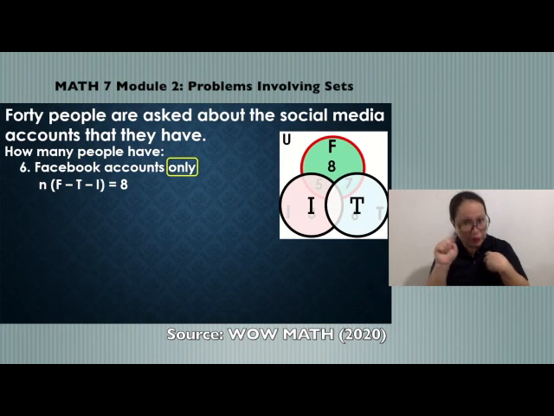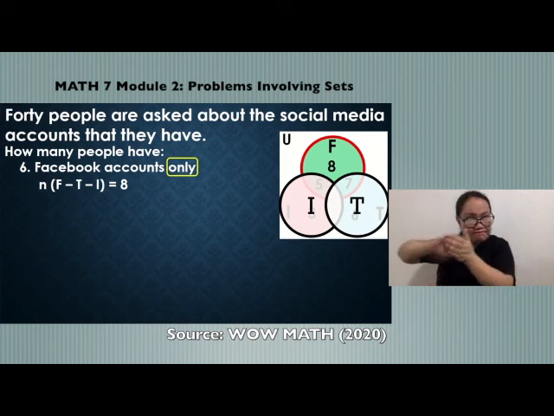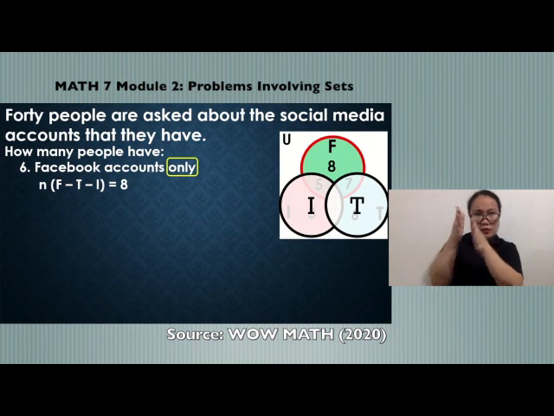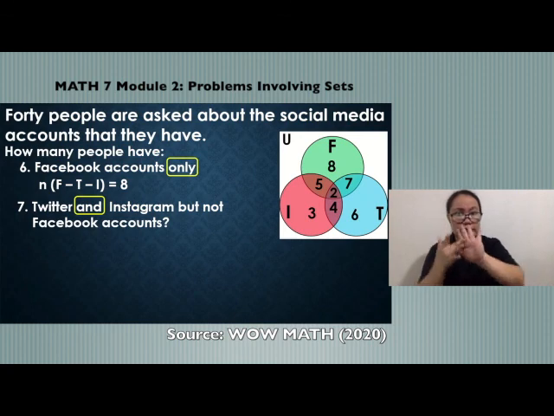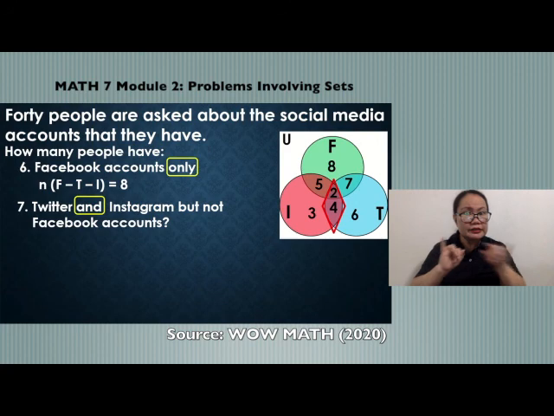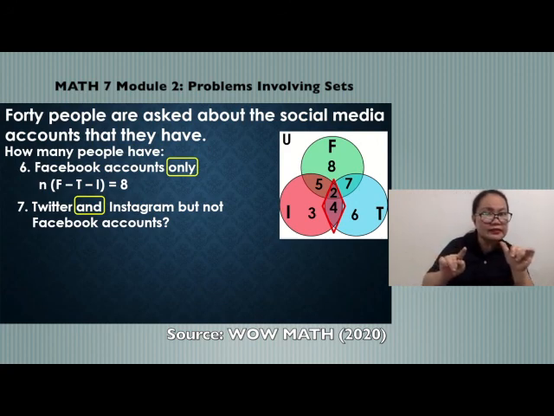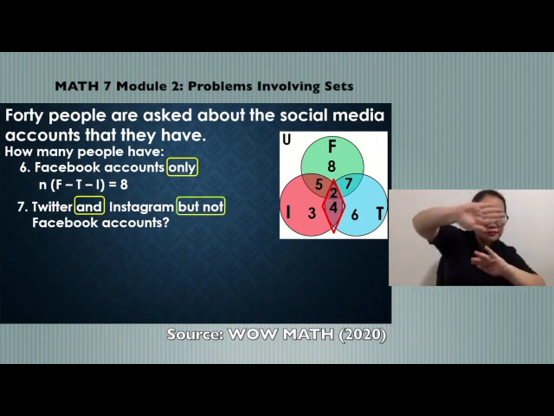So, let me repeat: if the question is Facebook accounts only, we will include all the elements in Facebook. But since we have the word only, we will remove all the elements in Twitter and in Instagram. Next, Twitter and Instagram, but not Facebook accounts. And means intersection. So, the intersection of Twitter and Instagram.